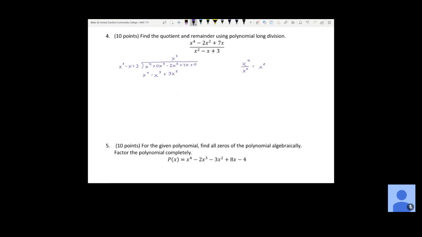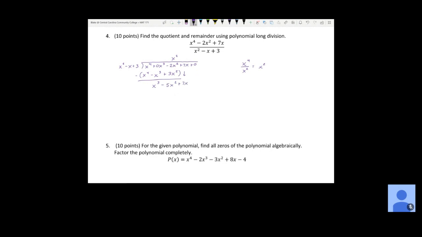Right. Once we have that, then we can do what? Subtract. Good. So we're subtracting all of this. So x to the fourth minus x to the fourth, that should cancel. What's 0x cubed minus a negative x cubed? Good. It's going to become a positive x cubed. And negative 2x squared minus 3x squared. It's negative 5x squared. Good. Bring down our next term. So that's our plus 7x.